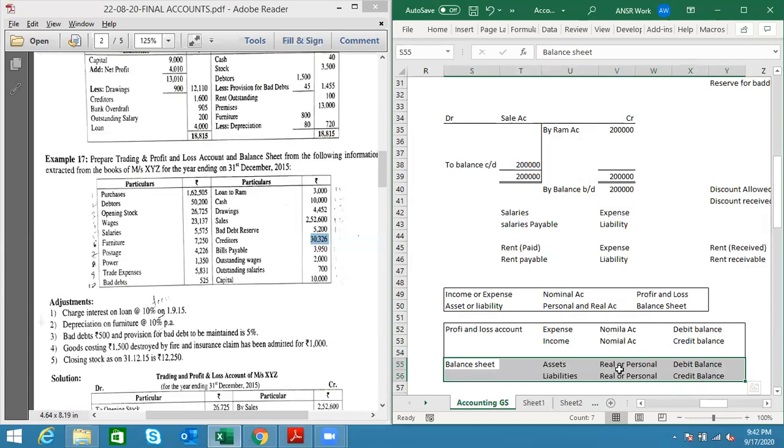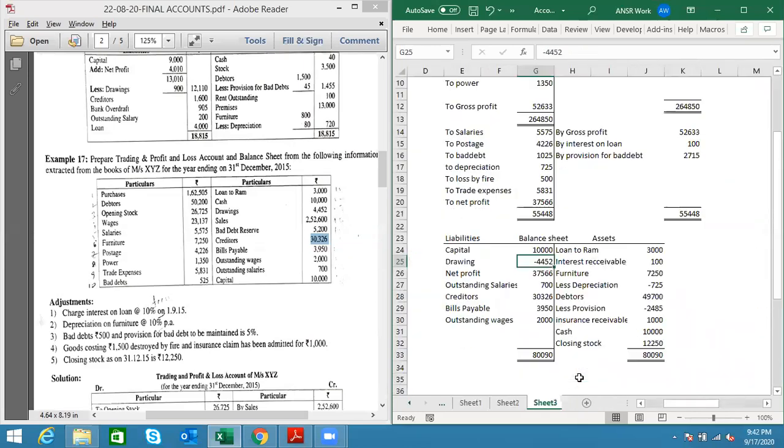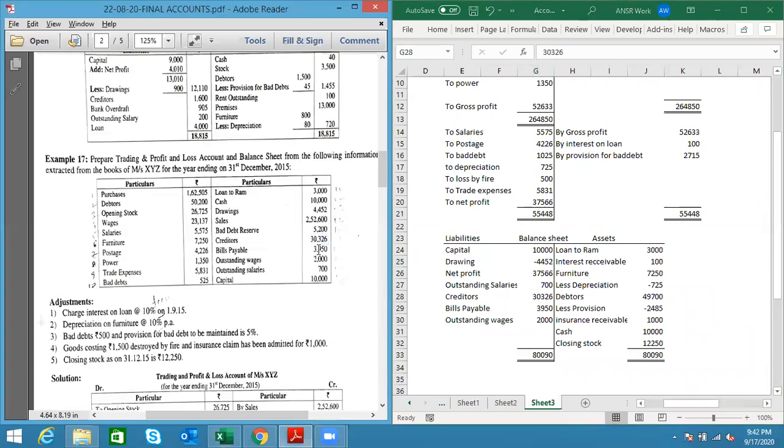Now let me ask you: is it asset or is it liability? Liability. Definitely liability. Creditors are some people to whom you have to pay money, right? And debtors, they're also part of the balance sheet, and they'll be assets just like that. Make sense? So because of that only, if you can see, I have already posted the creditors in the liability side here, 30,326.